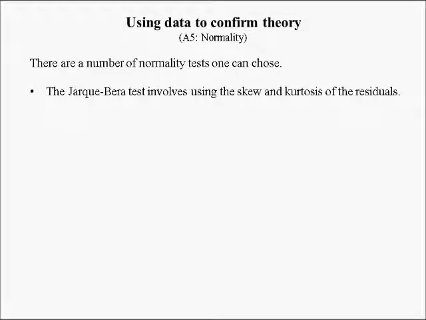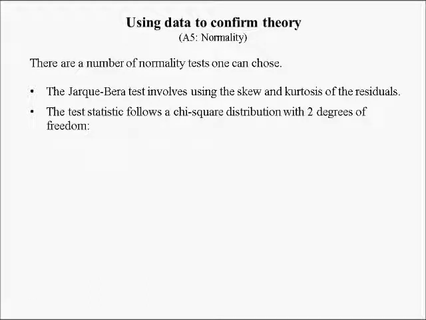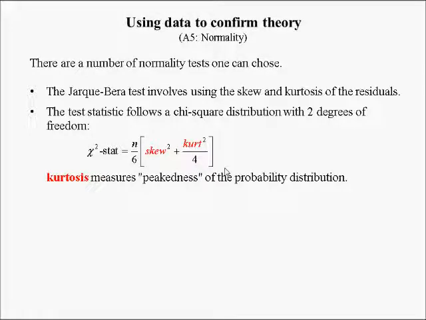We're going to use the Jarque-Bera test. It uses the skew of the residuals and the kurtosis of the residuals. The test statistic is chi-square with 2 degrees of freedom. You square the skew, you add that to the kurtosis squared divided by 4. You multiply that sum by 100 here, because we have 100 observations, and you divide that by 6.